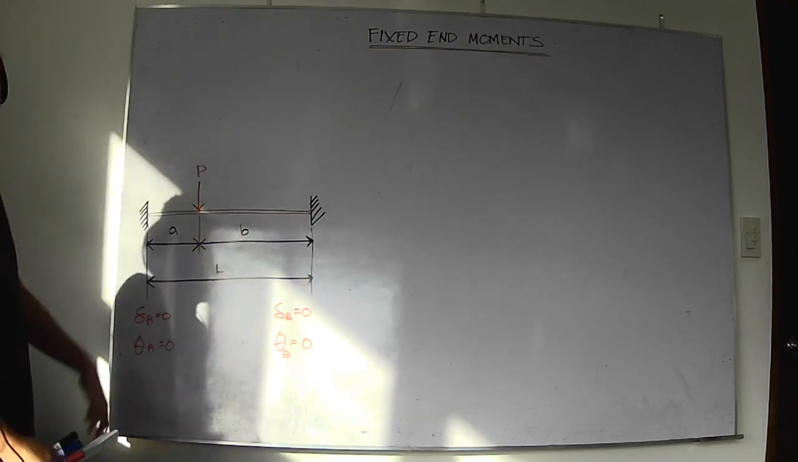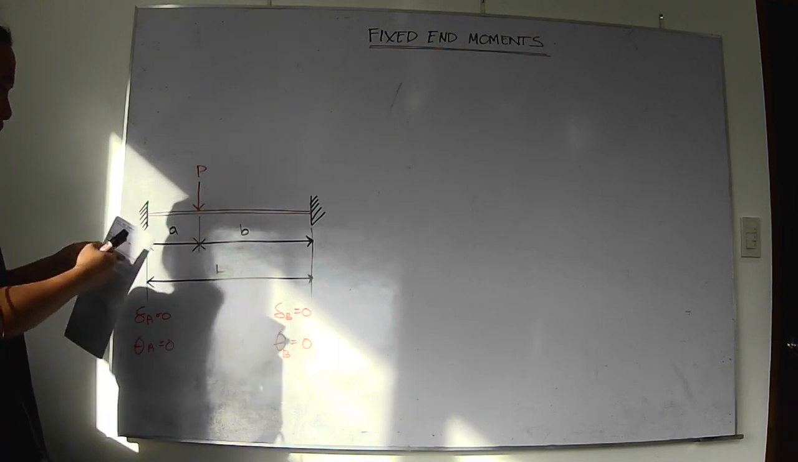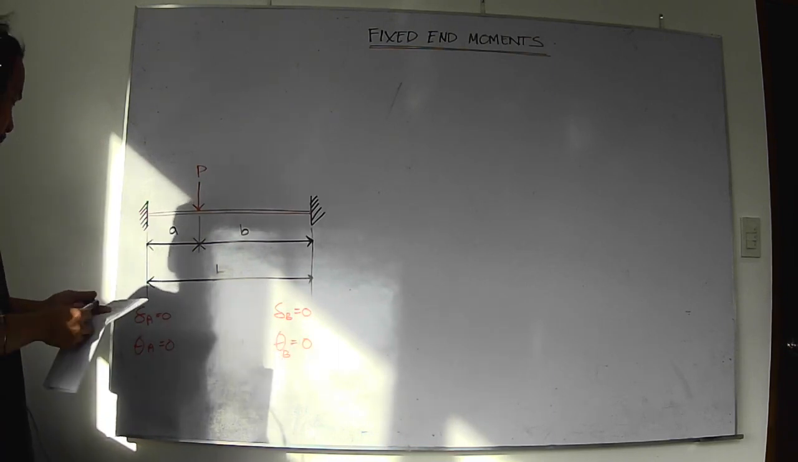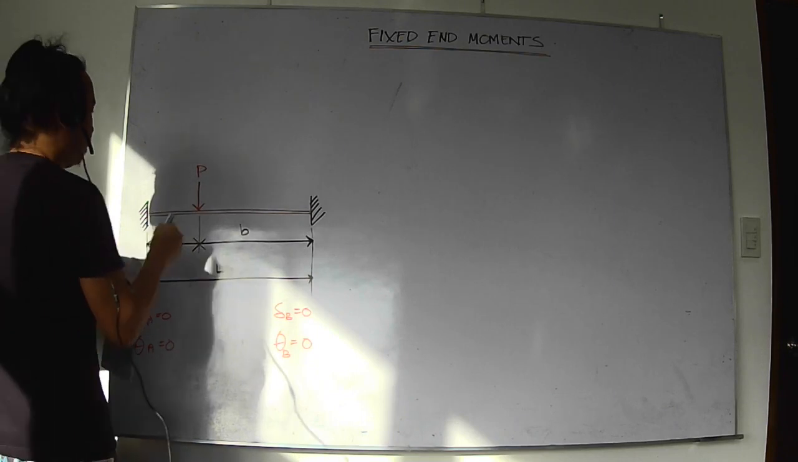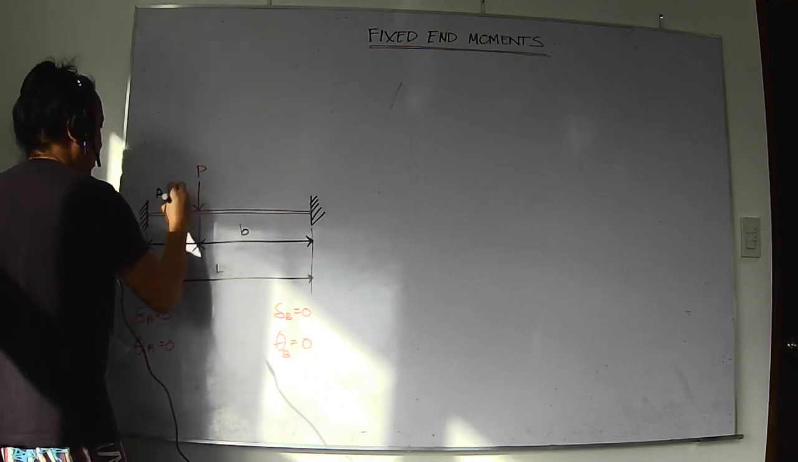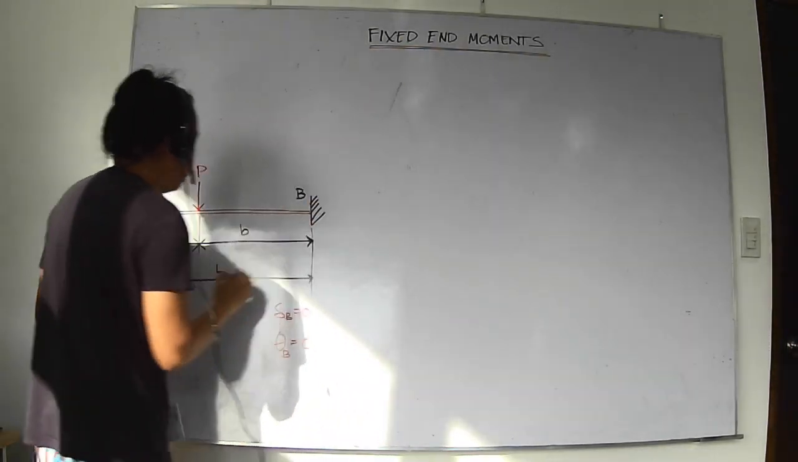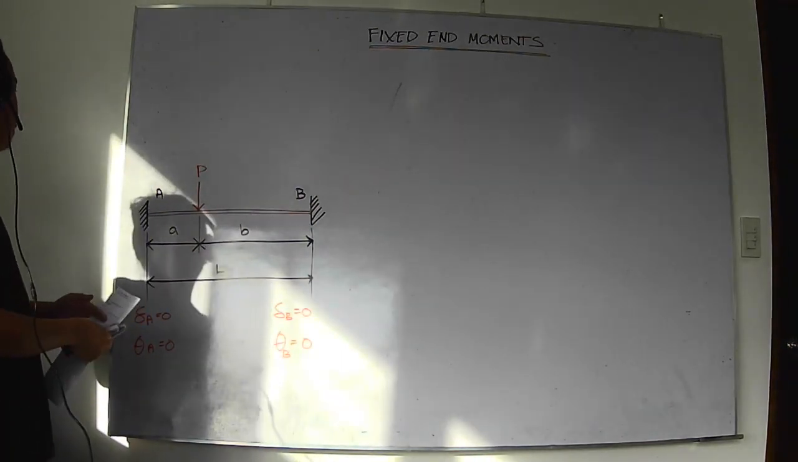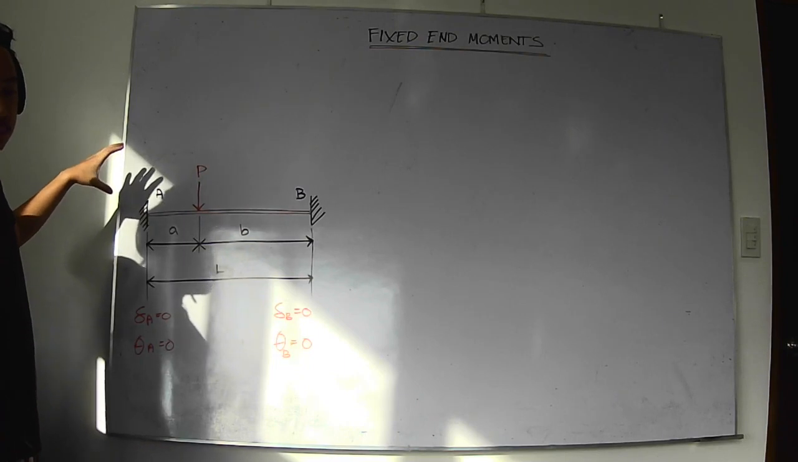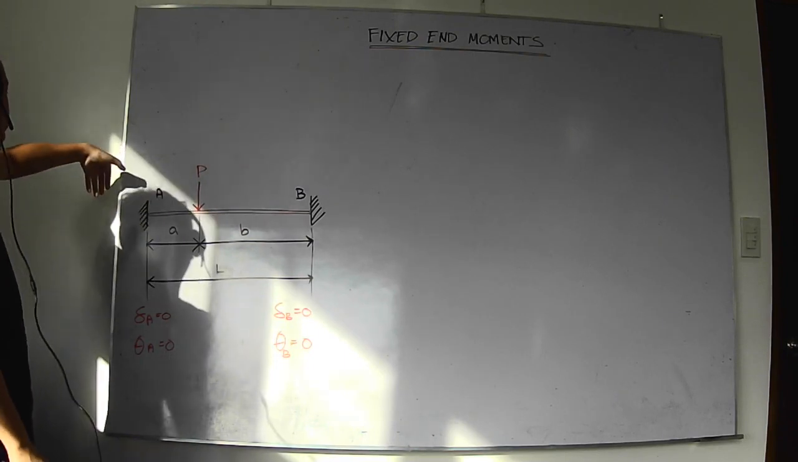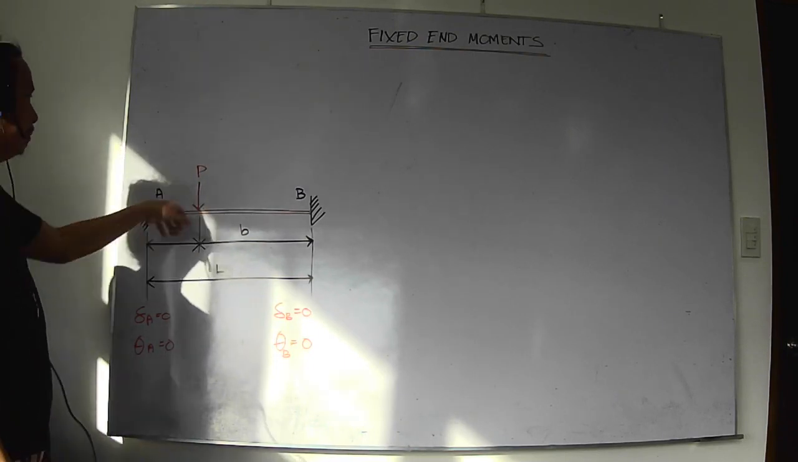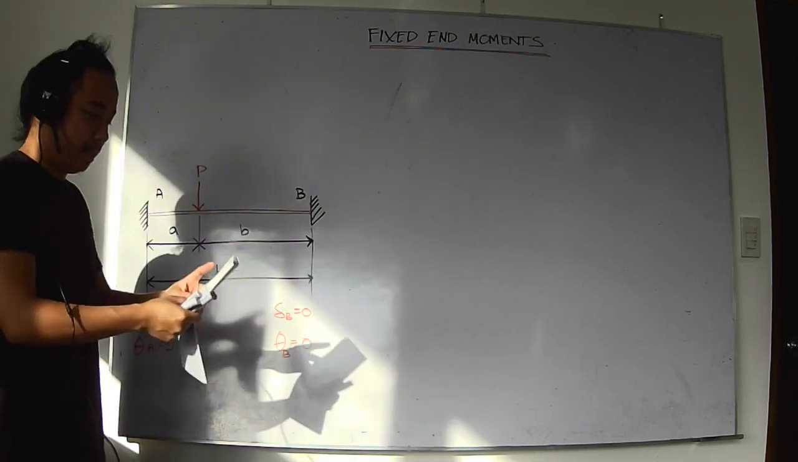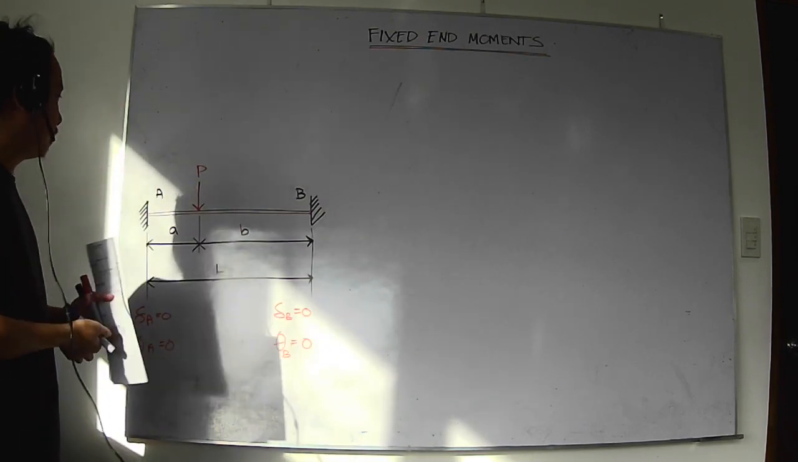I'm just making some room here. Now, considering these are points A and B, the supports, when we apply a load here, will generate some reactions in the beam, particularly bending moments, that try to resist the load.